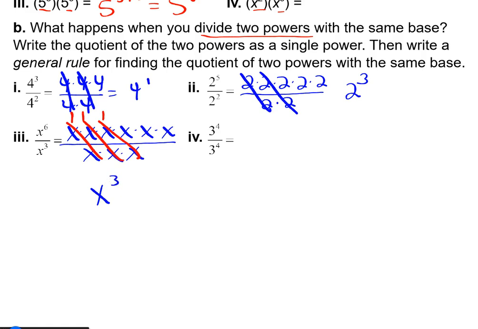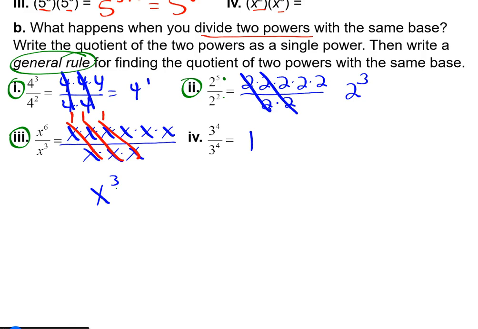And then on this last one, 3 to the 4th divided by 3 to the 4th is just 1, because we know that anything divided by itself is 1. So since now we're looking for a general rule, let's look at our exponents. On the first one, we had 3 and 2 and got 1. On the third one, we had 6 and 3 and ended up with a 3. And on number 2, we had 5 and 2 and got 3.